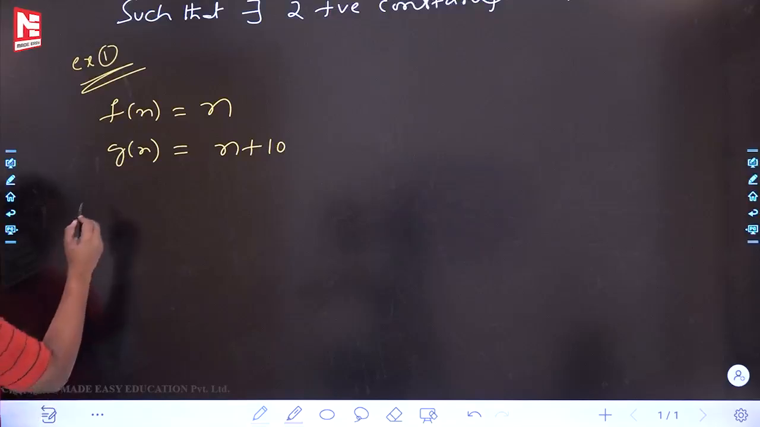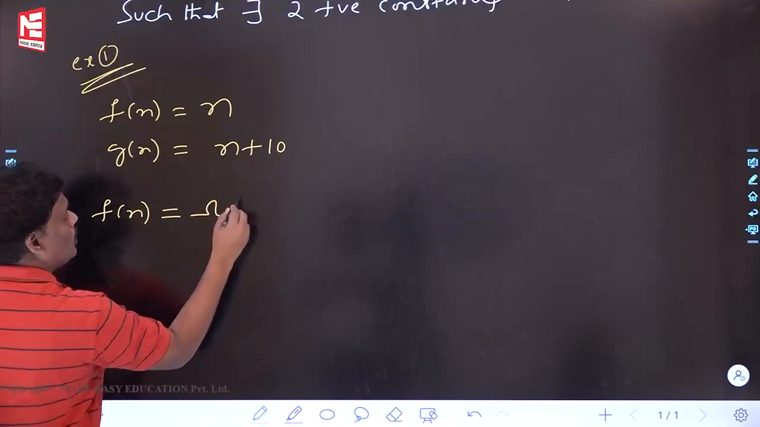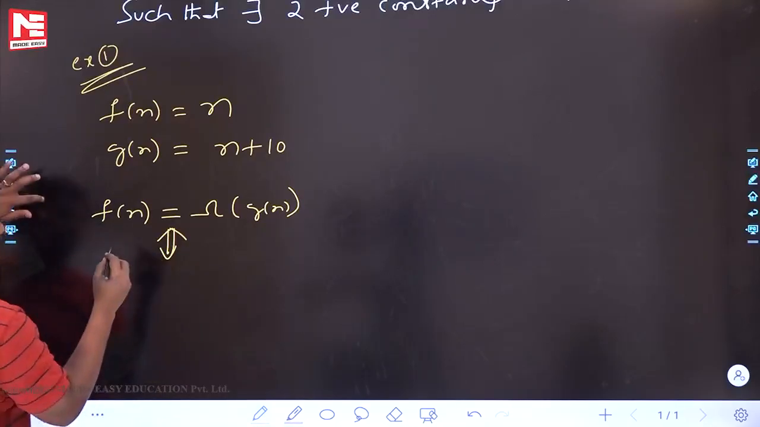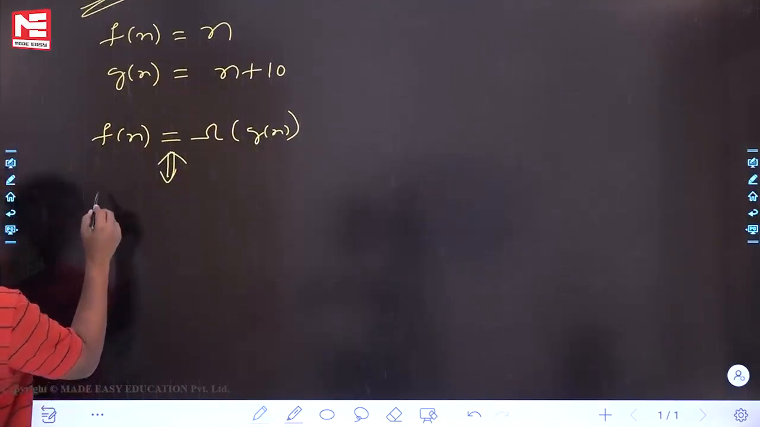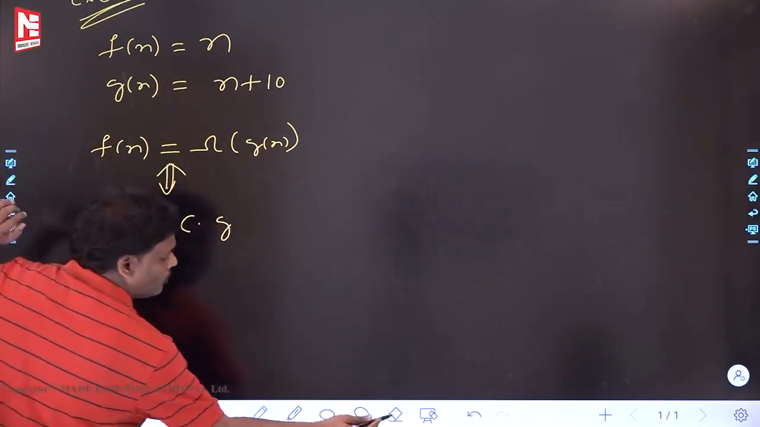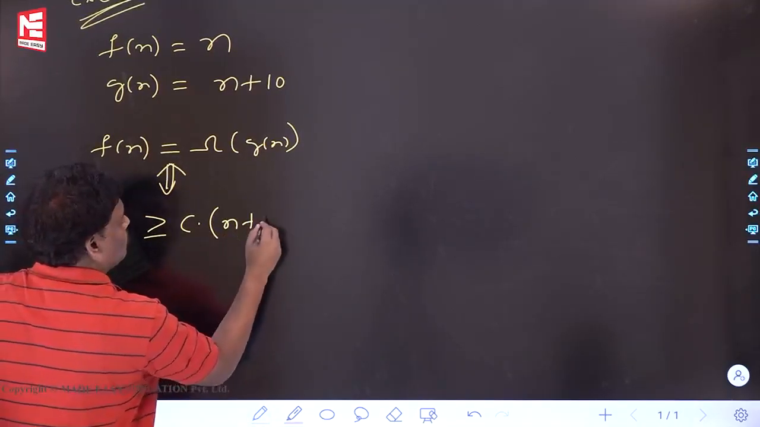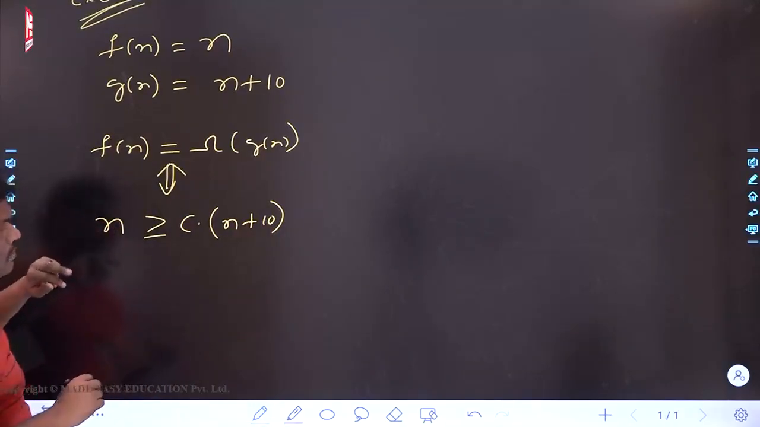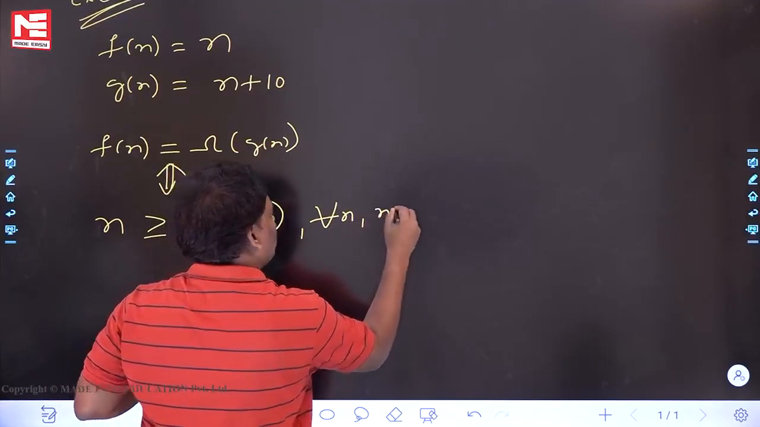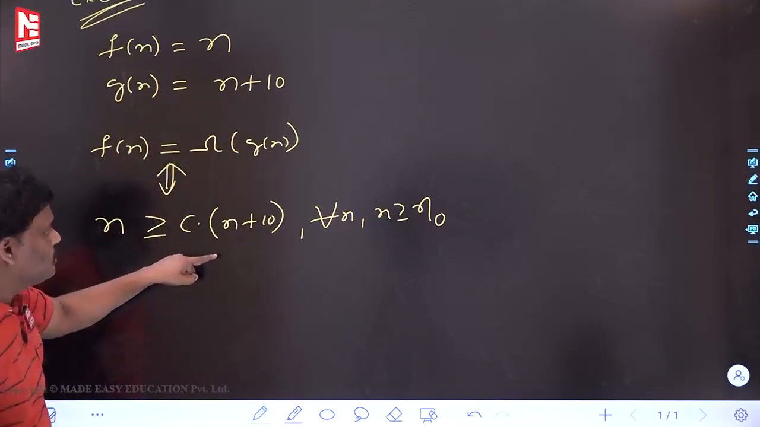Now I want to prove that f of n is equal to omega of g of n. If you want to prove this, what condition do you have to satisfy? What is the f of n? N greater than or equal to some c into g of n. What is the g of n? N plus 10. So f of n is n, greater than or equal to some c into g of n, for all n where n is greater than or equal to n0. So if I want to say this, I have to satisfy this definition.